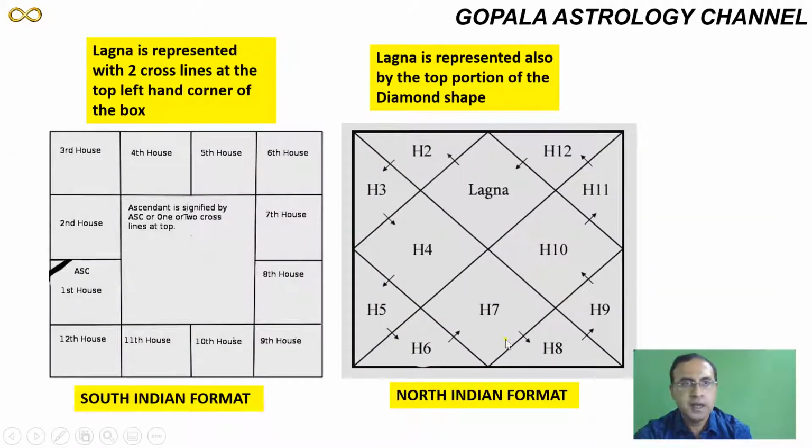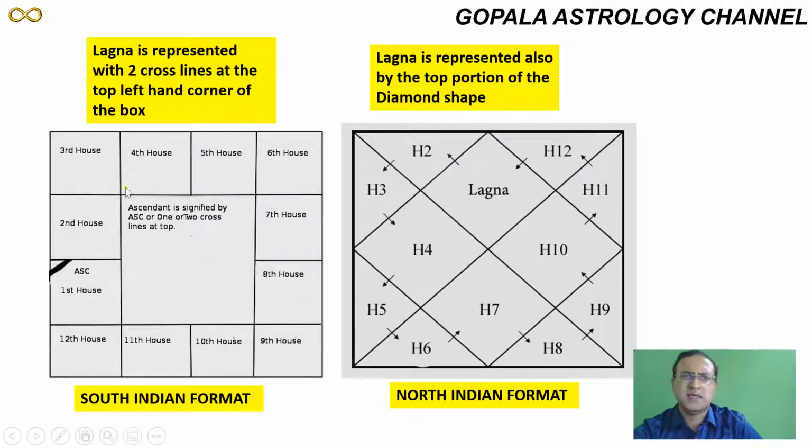Now, in the South Indian format, we typically put it in a squarish box form. In the North Indian format, we make a diamond chart, commonly called the diamond chart. The Lagna or ascendant in the South Indian form, we just draw 2 lines in the top left-hand corner of that box. So here the ascendant is the first house, Capricorn, whereas the ascendant or Lagna in the North Indian format will always be in the apex of the diamond shape. Always the first house or the Lagna is seen in the top portion.